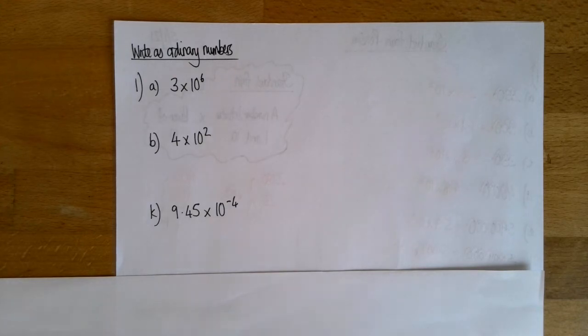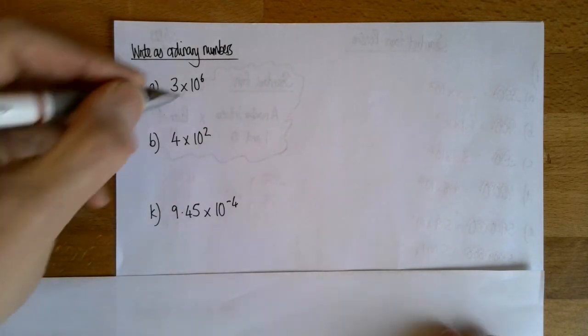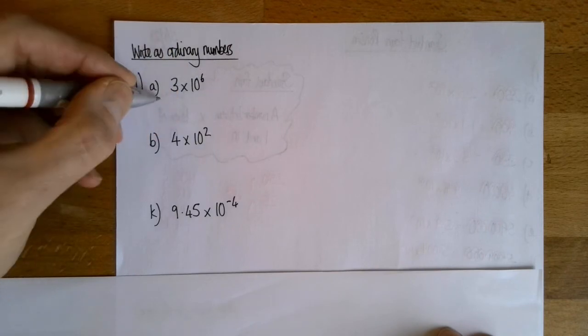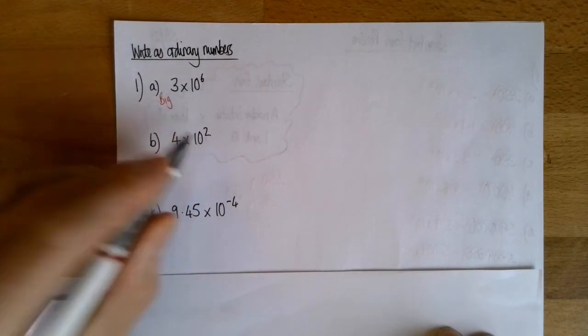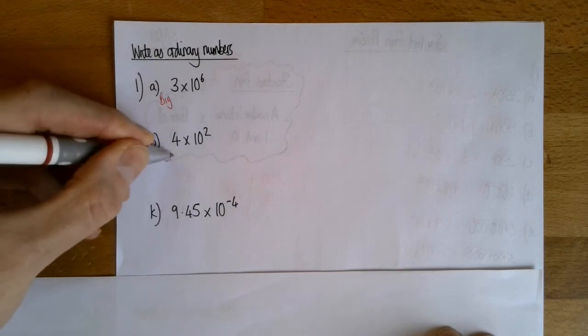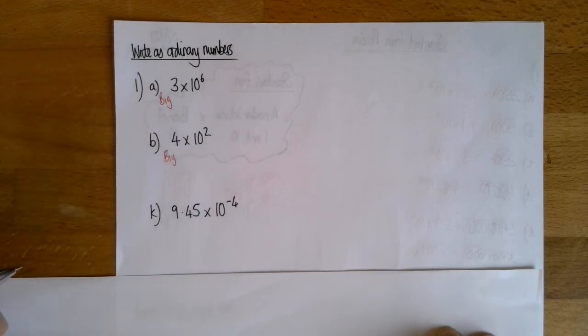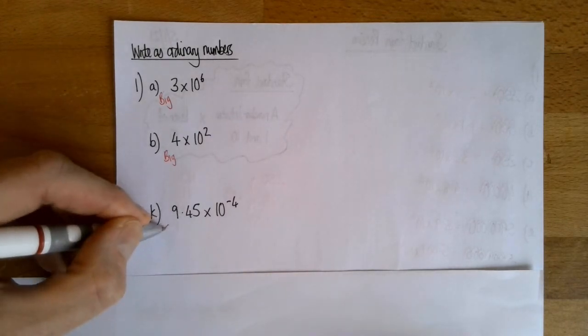I'm just going to have a quick look at the power of 10, because if you remember, big numbers have a positive power of 10 and small numbers have a negative power of 10. So I know this one, 10 to the power of 6, is going to be a big number. So I'm going to write big there just to remind me. 10 to the power of 2, going to be a big number. 10 to the power of minus 4, which remember means the same as dividing by 10 to the power of 4, that's going to be a small number.